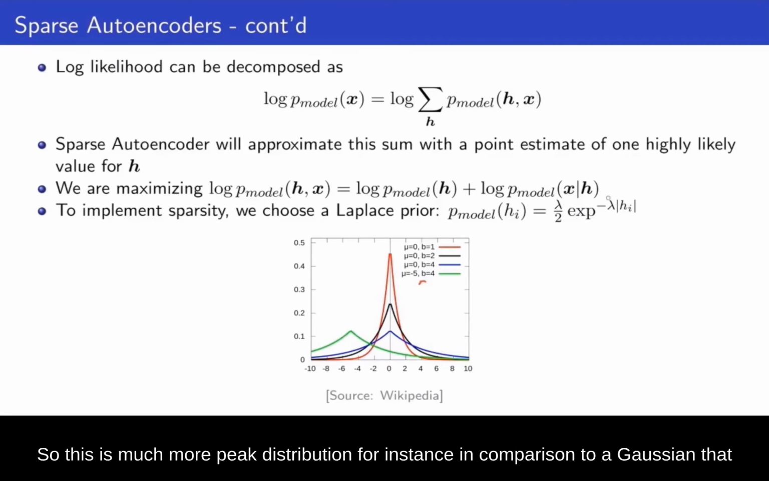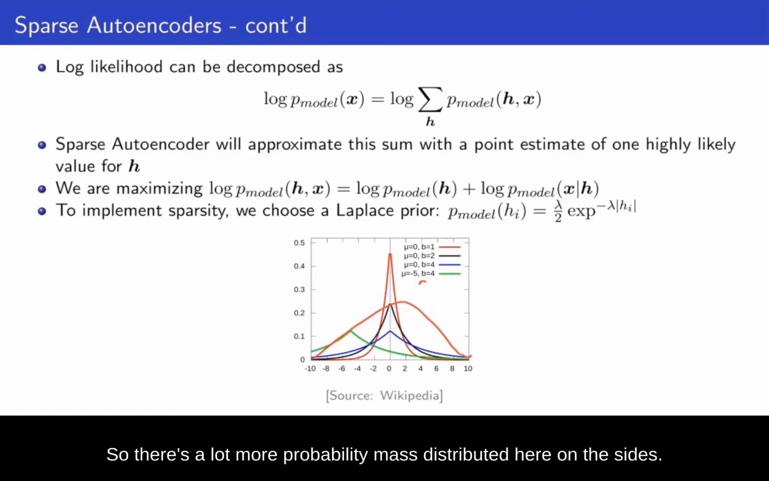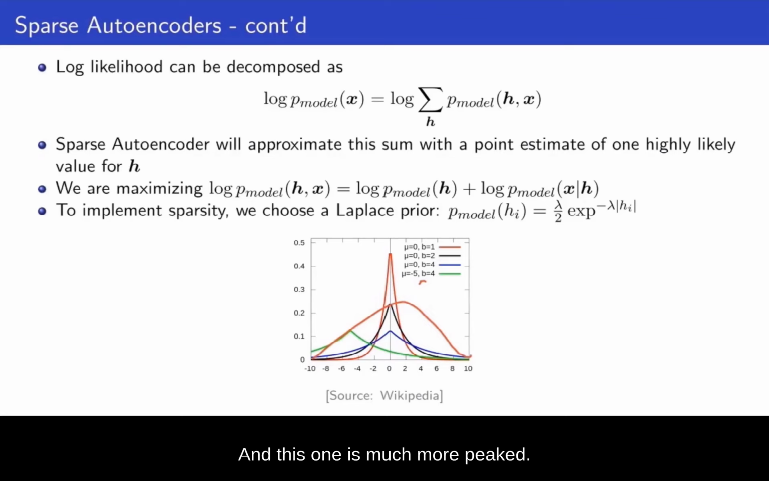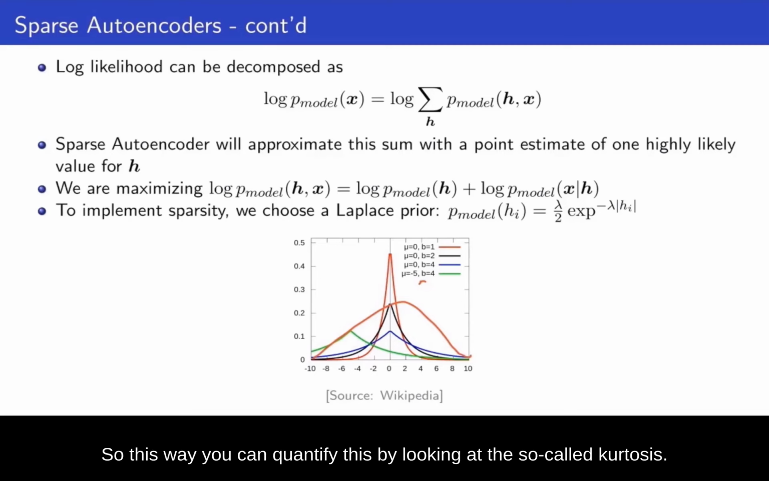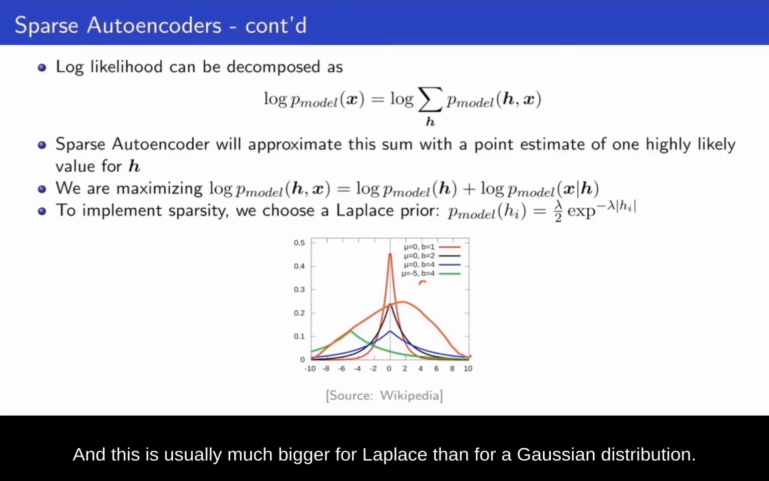So this is a much more peaked distribution, for instance, in comparison to a Gaussian, where we would have a much flatter, rounder curve like this, as you see here. So there's a lot more probability mass distributed here on the sides, and this one is much more peaked. So you can quantify this by looking at the so-called kurtosis, and this is the fourth moment of the distribution. And this is usually much bigger for Laplace than for a Gaussian distribution.